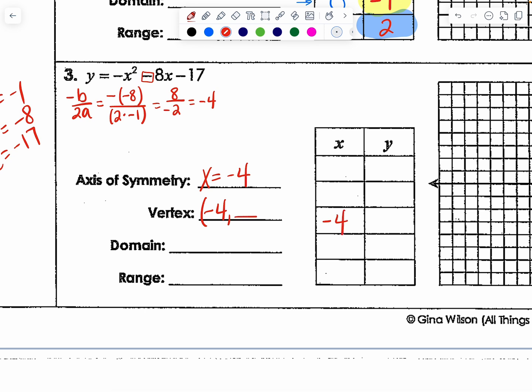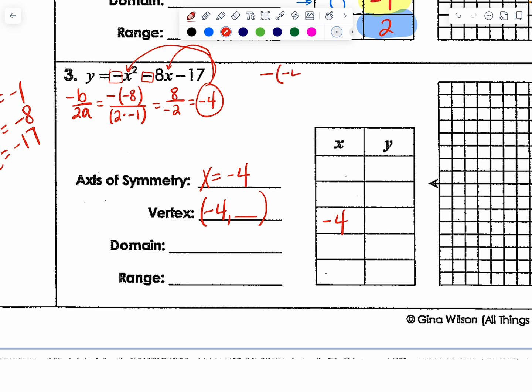All right, so now we need to find the y-coordinate of our vertex. To do that, we're going to plug -4 back into our equation wherever we see an x. Now, this one's a little tricky. Notice that your original equation has a negative out in front of the x. We still have to have that, and that's going to be outside the parentheses. So this is what it's going to look like.